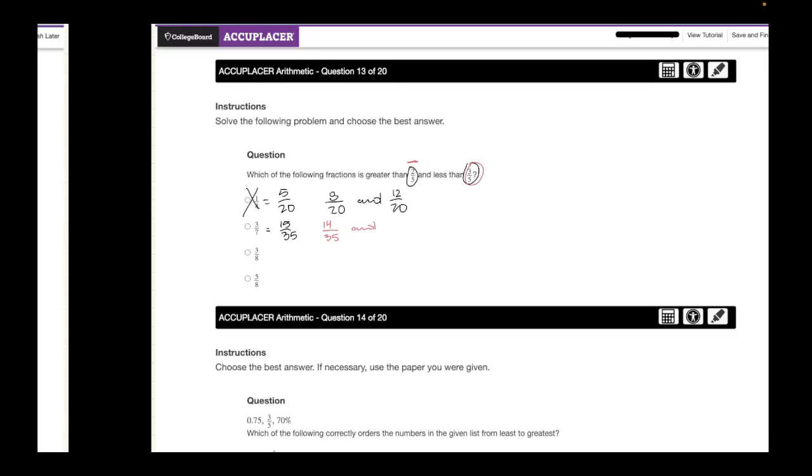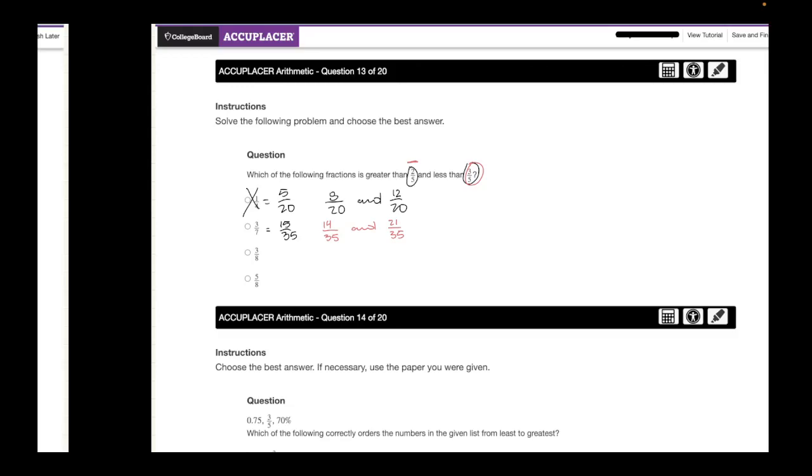And our 3 over 5 is going to be 21 over 35. Okay, so then our 15 is greater than 14 and it is less than the 21. So that could be our answer, but let's check the other choices.